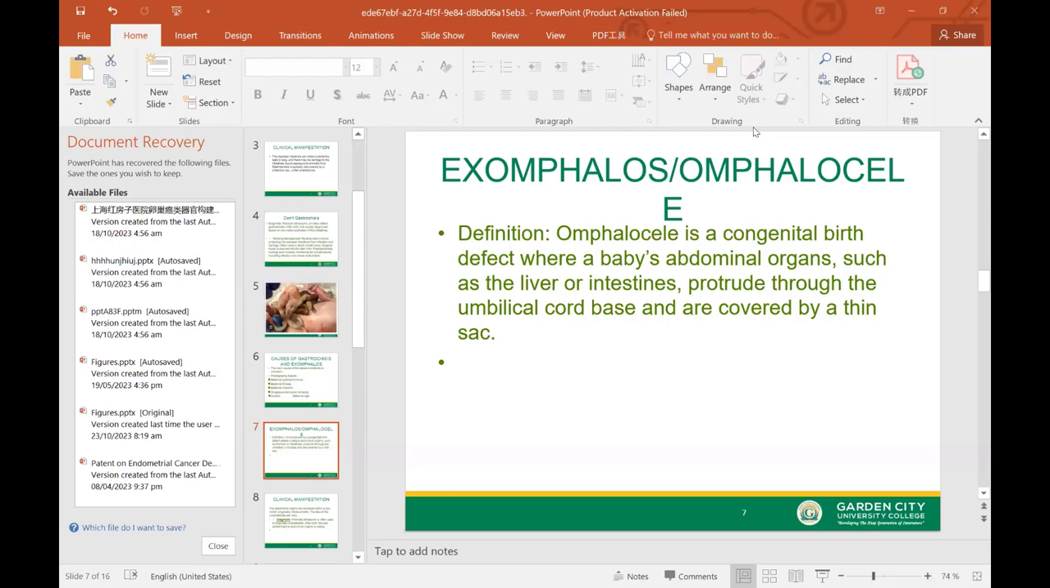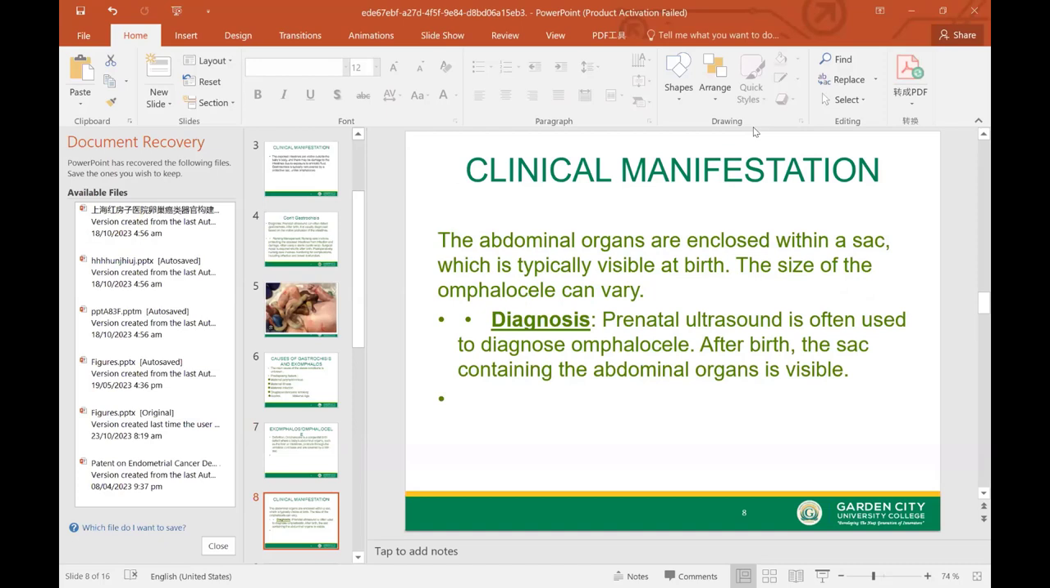Omphalocele is a congenital birth defect where a baby's abdominal organs, such as the liver or intestine, protrude through the umbilical cord base and are covered by a thin sac. Clinical manifestation: the abdominal organs are enclosed within a sac, which is typically visible at birth. The size of the omphalocele can vary. Diagnosis: prenatal ultrasound is often used to diagnose the omphalocele. After birth, the sac containing the abdominal organs is visible.